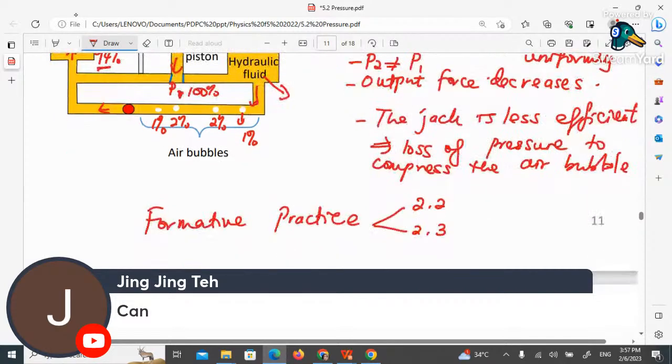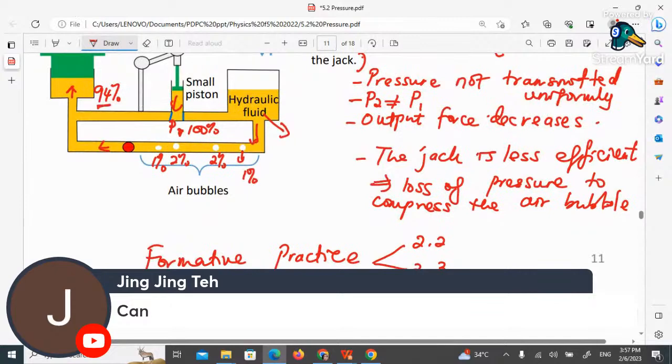Any questions? Okay, so you all can continue with formative practice 2.2 and 2.3.